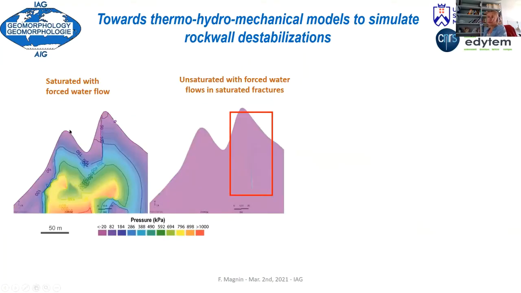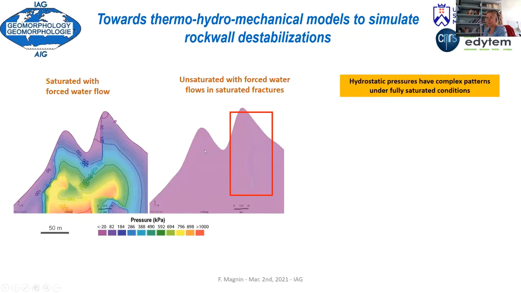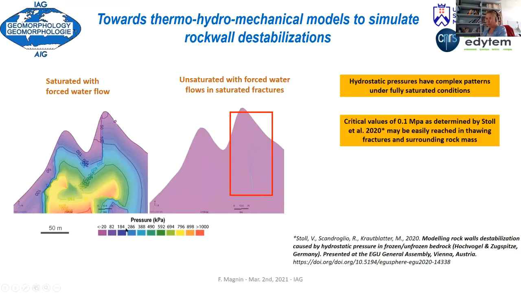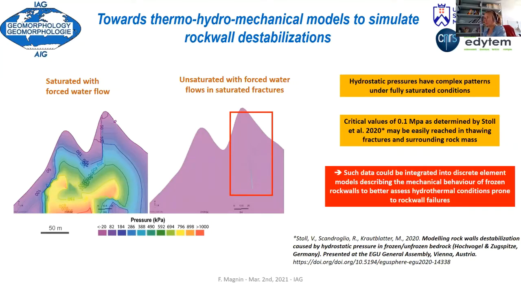And then I just present you an outlook. With this model, we can image pressure fields, hydrostatic pressure fields. When it's saturated, it's a very complex pressure field. When it's unsaturated, except in fractures, it's less complex. But what we are interested in is that for all cases, we easily reach values greater than 100 kilopascal, which is, according to very recent modeling studies, a critical value to trigger rockfall at the perched water table in rockfall permafrost. So with such a model, we can then build up a complete thermo-hydromechanical model using this model output.